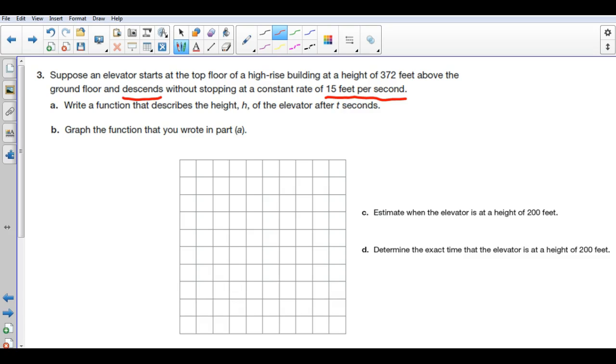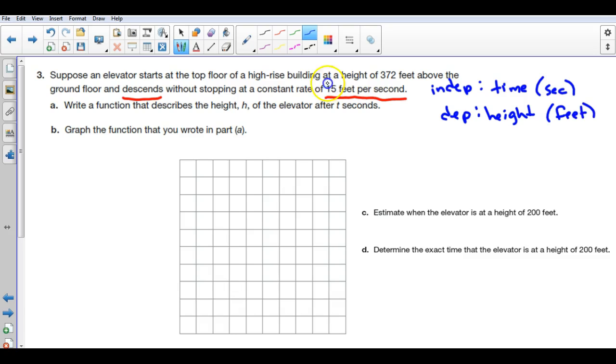So first thing I'm going to do here is define what my independent and my dependent variables are. So what's going to depend on what? Well, the elevator is going to drop at a rate of 15 feet per second. So however long it travels, the distance that it travels is going to depend on that time. So your time is the independent part here, and time is measured in seconds. And what's going to depend on that is the height of the elevator. So height is dependent on time, and the height is measured in feet.